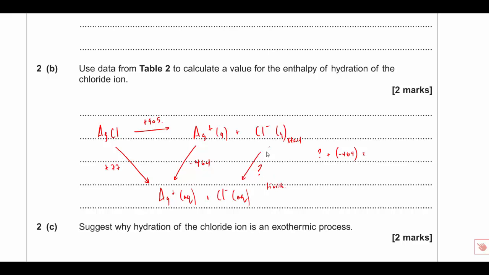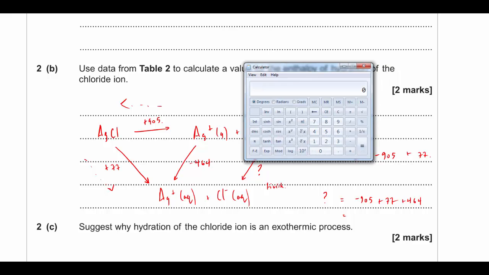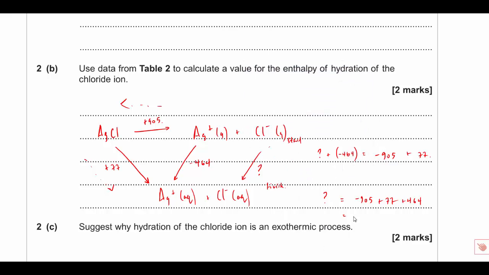is equal to, this is the tricky thing here, it's a bit sort of algebra almost, going against that one, so against that one, but obviously with this one. So minus 905 add 77. Rearrange that. My unknown is going to be equal to minus 905 add 77 add 464, and that should give me a value of minus 905 add 77 add 464. Bam. Minus 364. It's a dream.